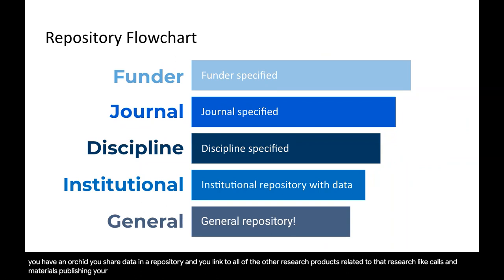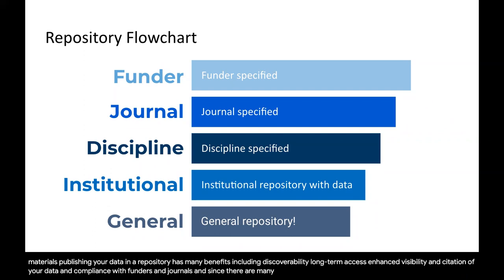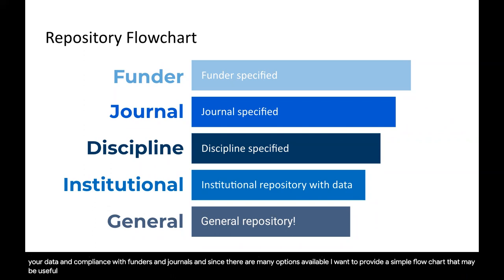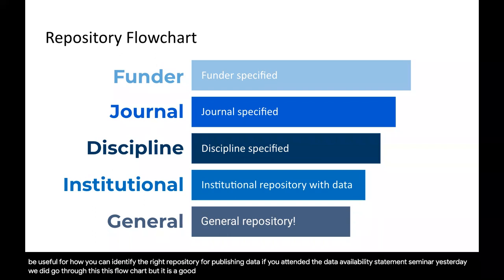So publishing your data in a repository has many benefits, including discoverability, long-term access, enhanced visibility and citation of your data, and compliance with funders and journals. And since there are many options available, I want to provide a simple flowchart that may be useful for how you can identify the right repository for publishing data. If you attended the data availability statement seminar yesterday, we did go through this flowchart, but it is a good resource for identifying the right repository for you.